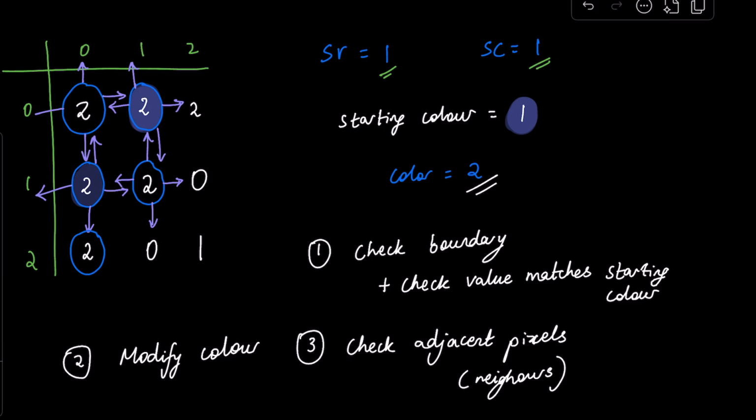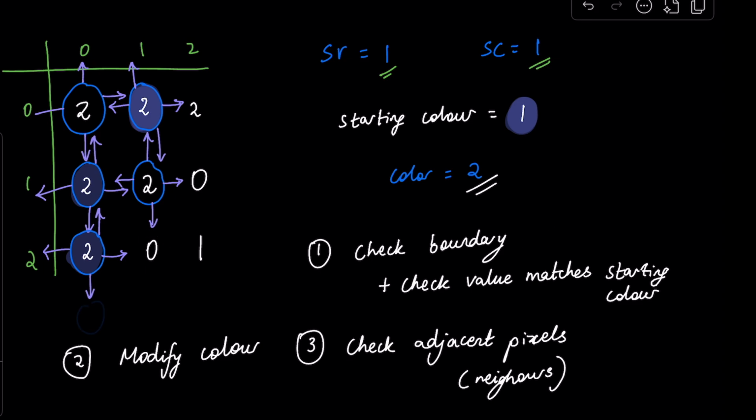And yet again, we're faced with another recursive step. So we need to check the adjacent values for this pixel. Okay, so up, we have a pixel we've already visited. So we return. To the right, we can focus on this pixel here. And we can see it's within the boundary, but the value doesn't match the starting color. We can return out because we've failed this first check.